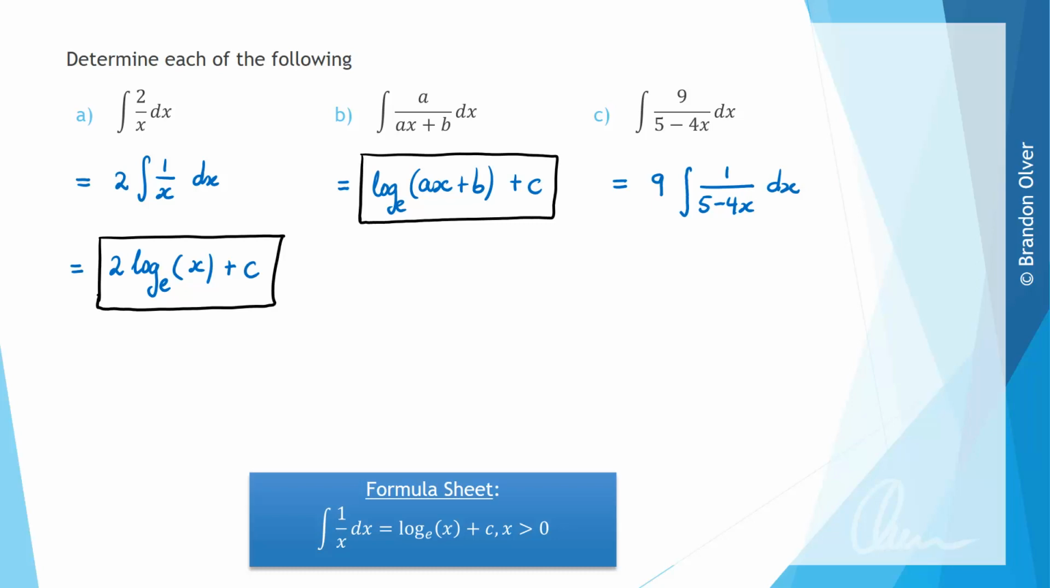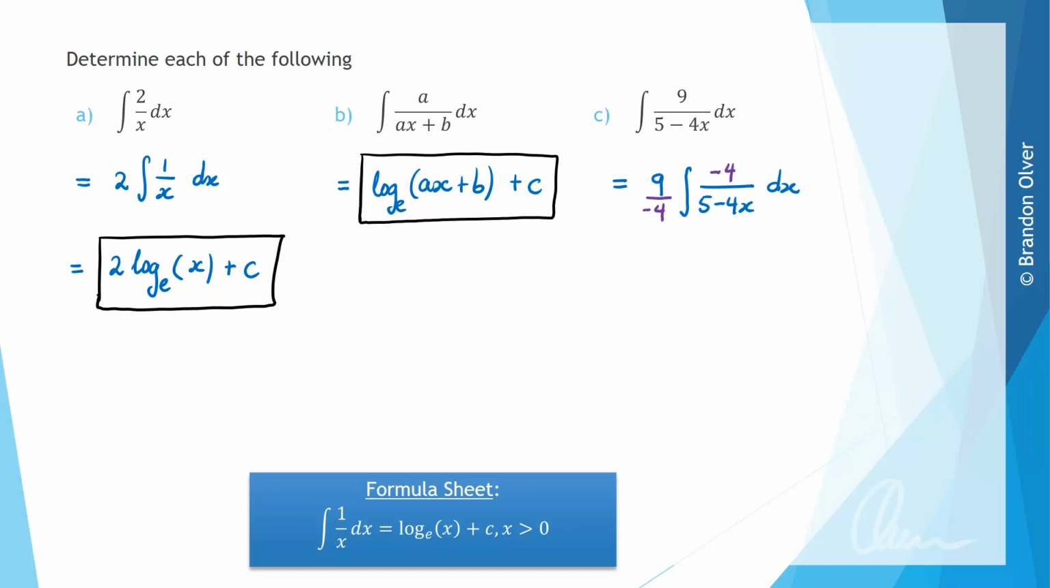So this is going to be 9 times the integral of 1 over 5 subtract 4x with respect to x. And now what we want to do is make it look as though the derivative of the bottom line is on the top. So this 1, I could multiply it by -4, and we'd have -4 over 5 subtract 4x. But you can't just multiply something by -4 and have the same expression. So out the front, we're also going to divide it by -4.